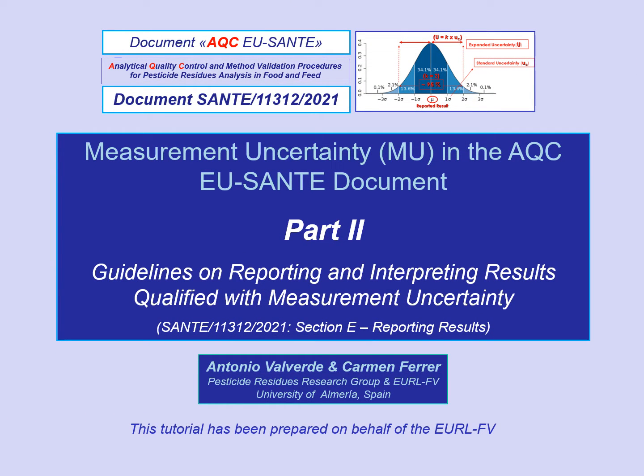In this case, the second part of the tutorials for estimation of measurement uncertainty. At the end of the first part of the tutorial that was published in August 2021, it was already announced that this second part would be focused on Section E, Reporting Results, of the AQC DG-SANTE document, where the guidelines on reporting and interpreting pesticide residue analytical results qualified with measurement uncertainty are established.